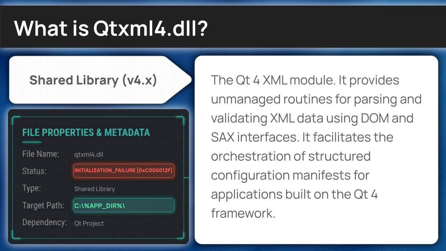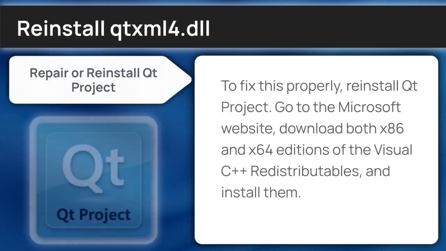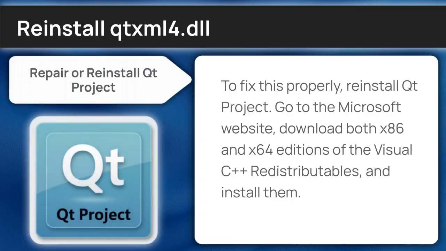Now that the background is clear, let's walk through the actual installation steps. To fix this properly, reinstall the Qt project. Go to the Microsoft website, download both x86 and x64 editions of the Visual C++ redistributables, and install them.